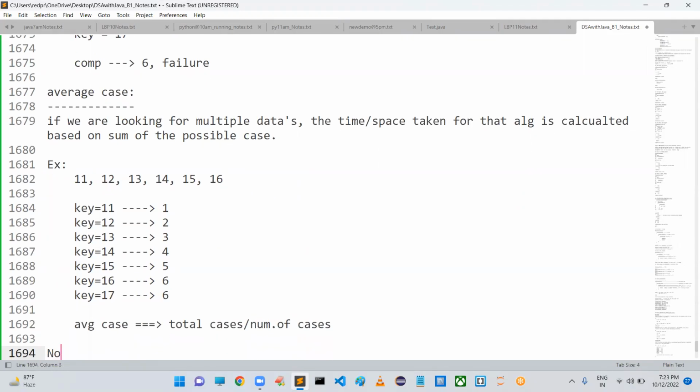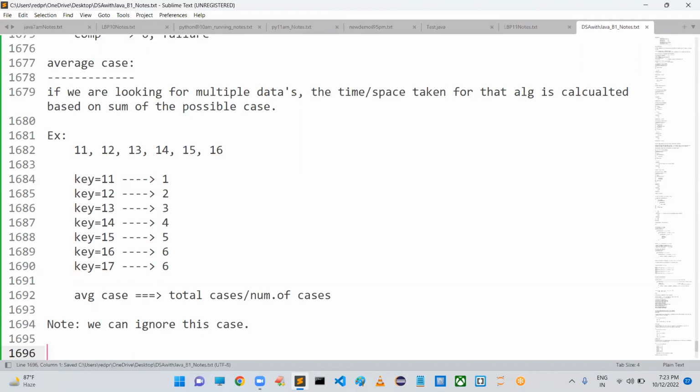I can say it is negligible, we can ignore this case, because we are not going to compare any average case comparisons. The data which you are searching for may be only one data. If the data is available in the very first location, it is called the best case. If it is available at the end, or if it is not available, it is called the worst case. Average case means we are not moving to multiple comparisons, that's why we will ignore this.